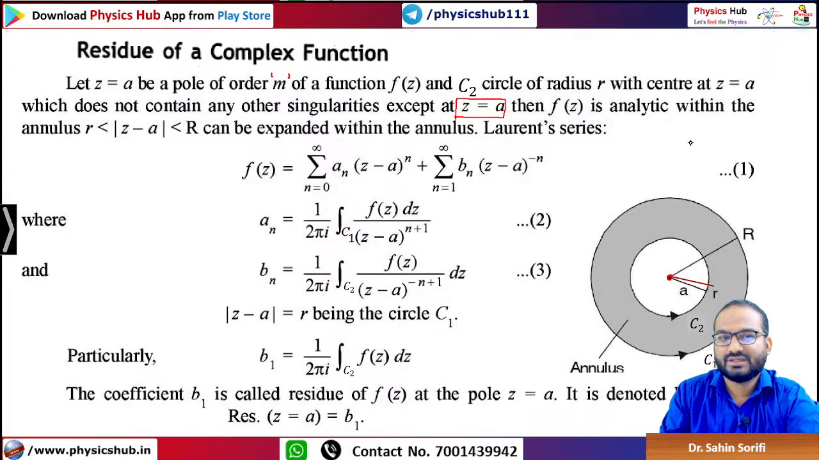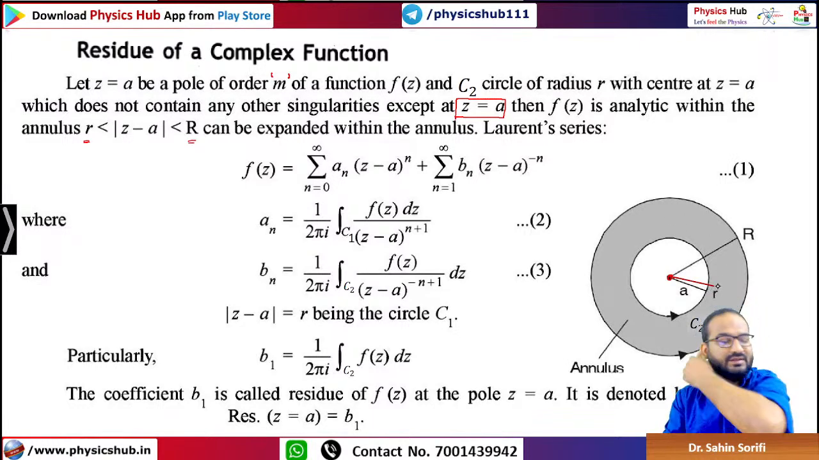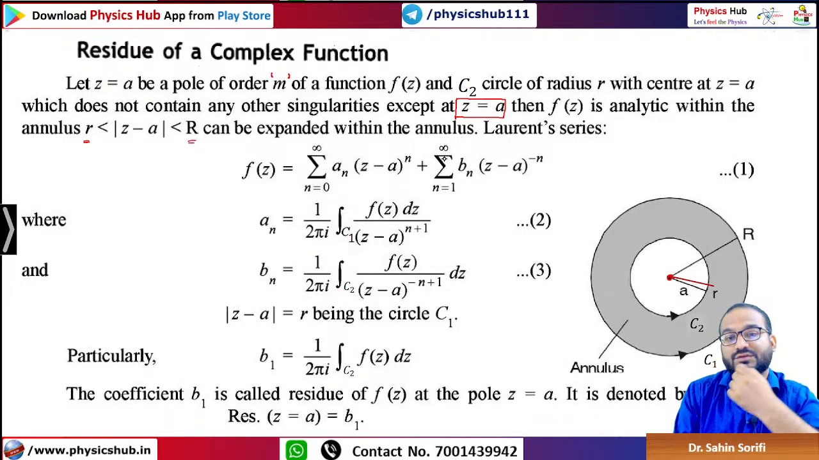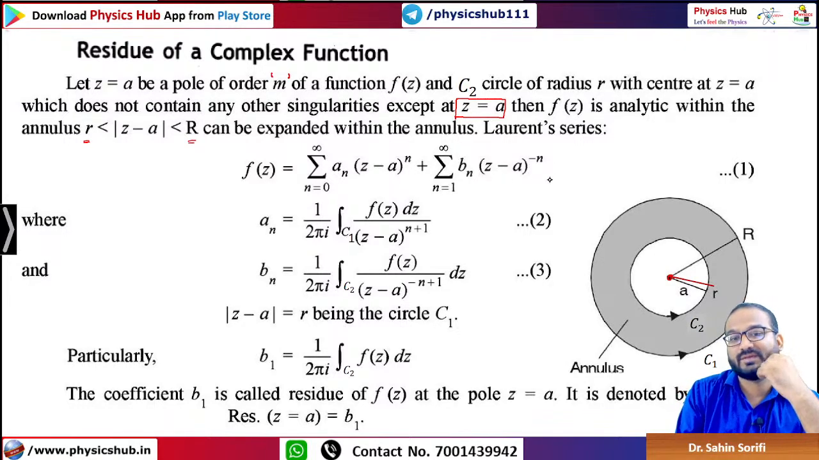Okay. So in terms of r, between small r and capital R, this is the radius of the small circle and this is the radius of the bigger circle. In between the small circle and the bigger circle, the function can be expanded within the annulus, and the Laurent series has this form: f of z equals the sum from n equals 0 to infinity of an times (z minus a) to the power n, plus the sum from n equals 1 to infinity of bn times (z minus a) to the power minus n.